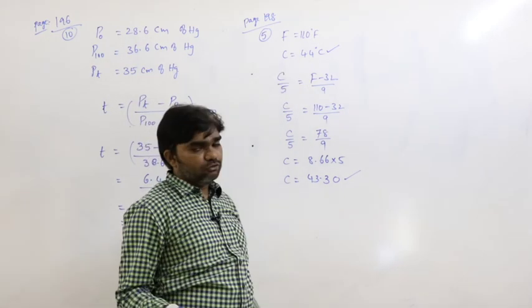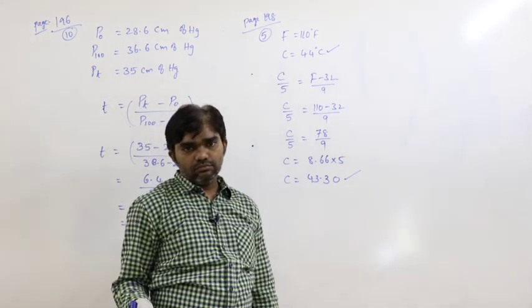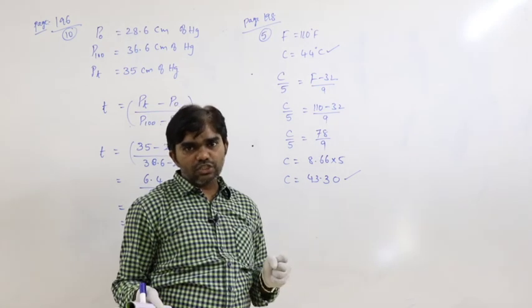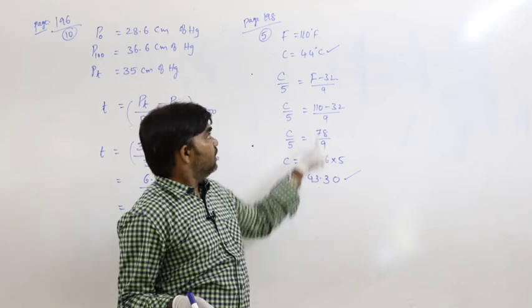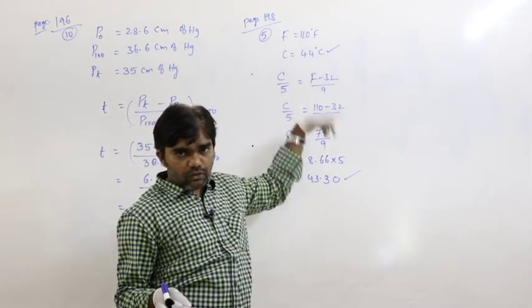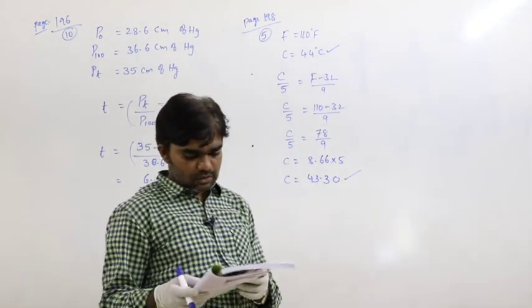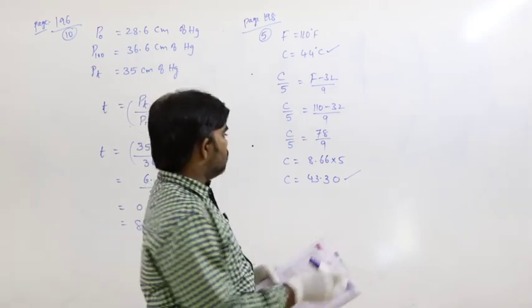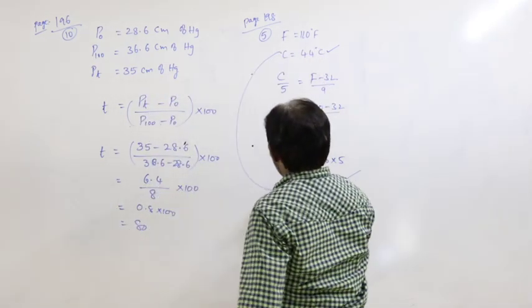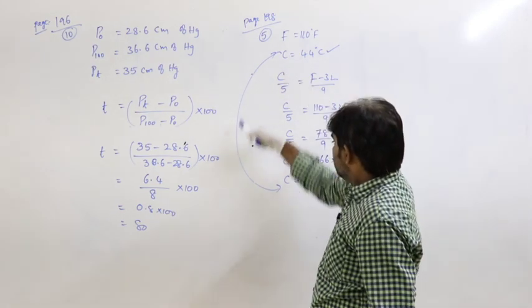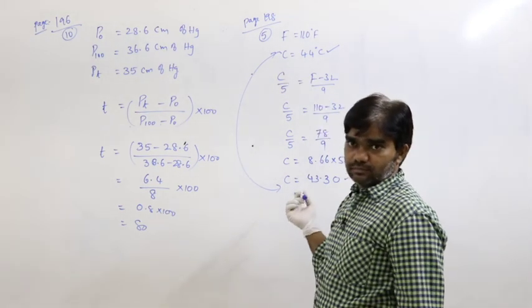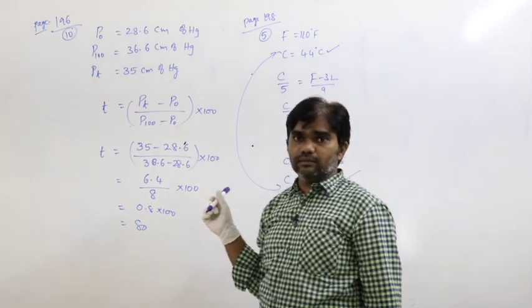So 43.3 minus 44 is the correction. How much correction do we have to apply? This is 43.3 and this is 44. We have to correct that. The difference between these two readings gives the correction, the error.